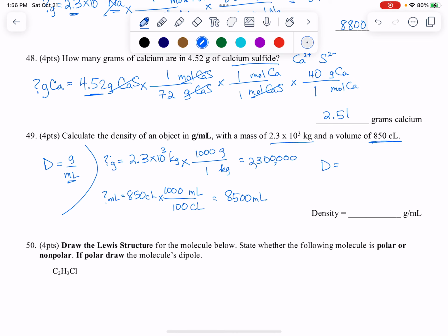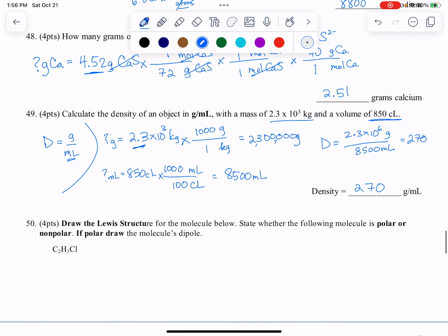And now I'm ready to calculate my density. It's this many grams, 2.3 times 10 to the 6 grams, all over 8,500 milliliters. Punch that in your calculator. Looks like we need to go to 2 sig figs, because of my 2.3 times 10 to the 3rd kilograms. To 2 sig figs, I get 270. Again, you could put it in scientific notation.